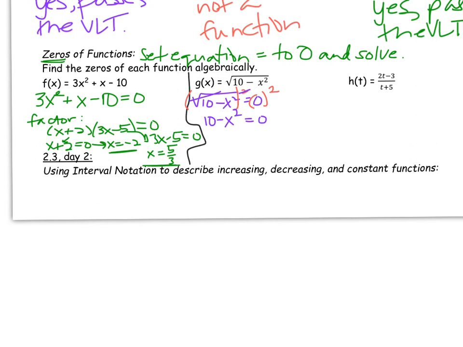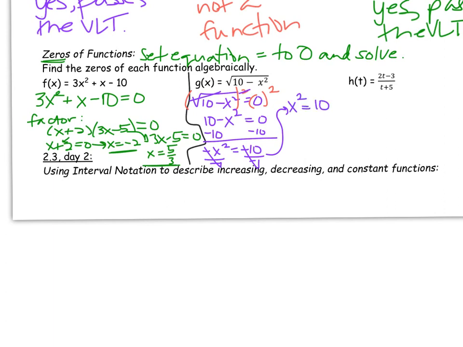Now to get x by itself, we're going to have to move 10 over. And we have negative x squared equals negative 10. We need to divide by negative 1, to get x by itself, and that would give us x squared equals 10.